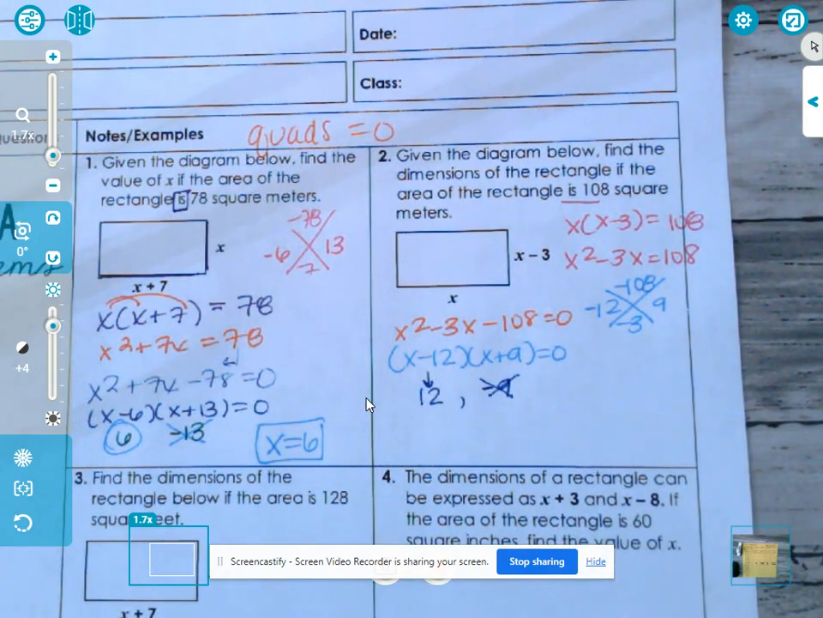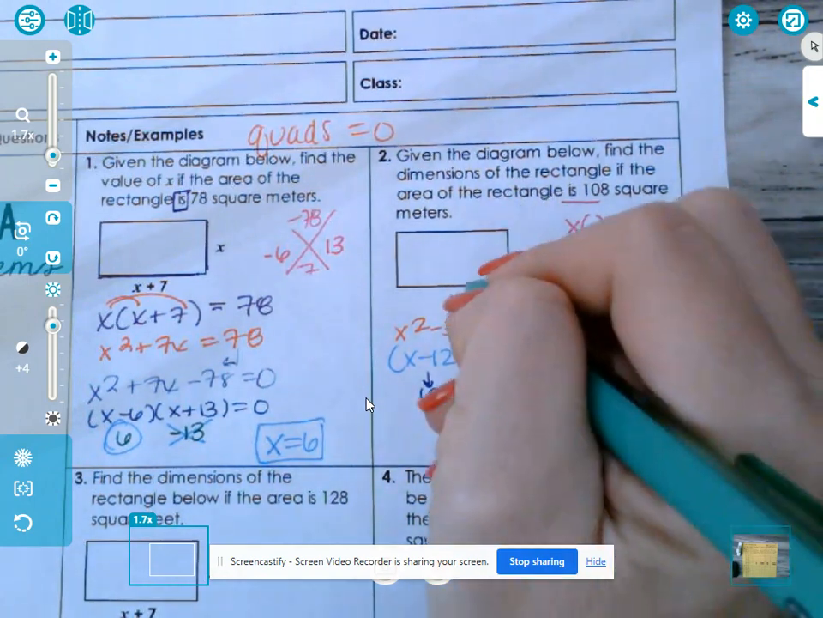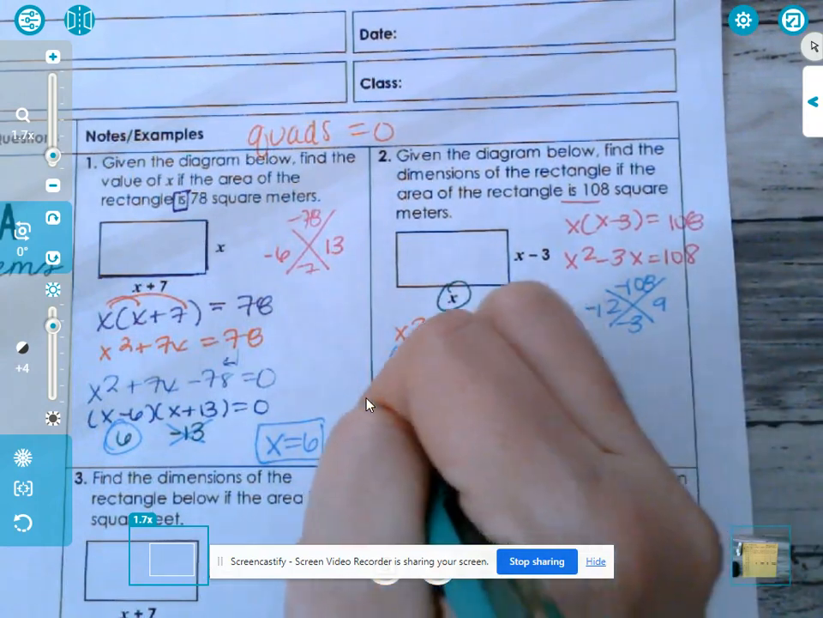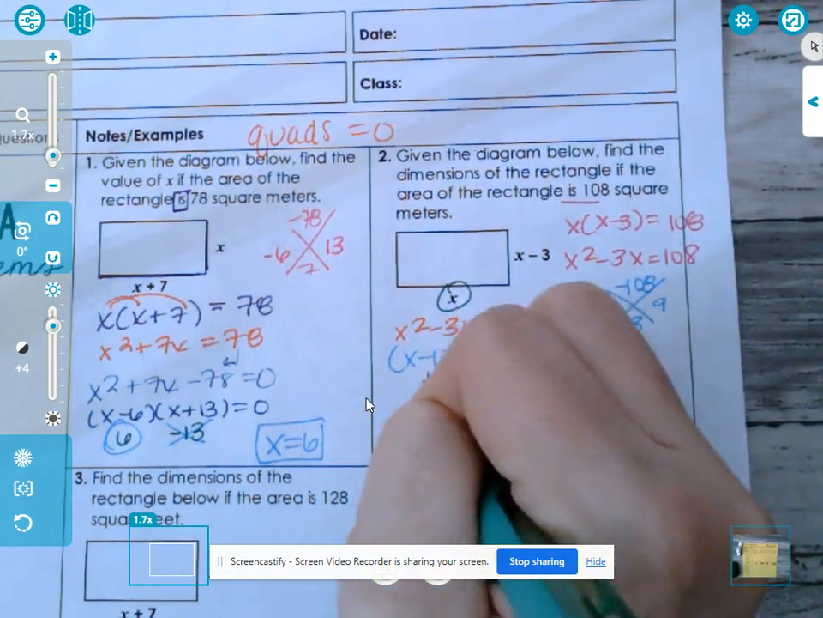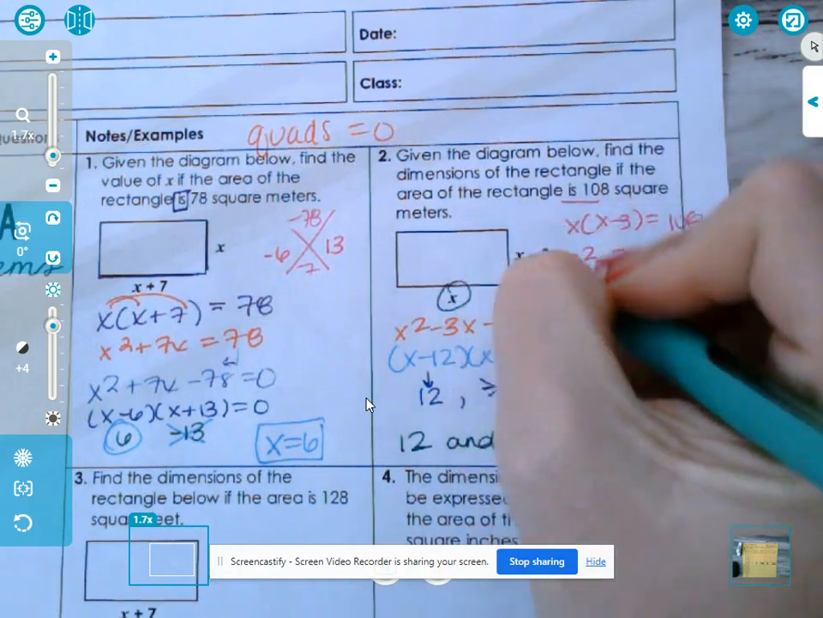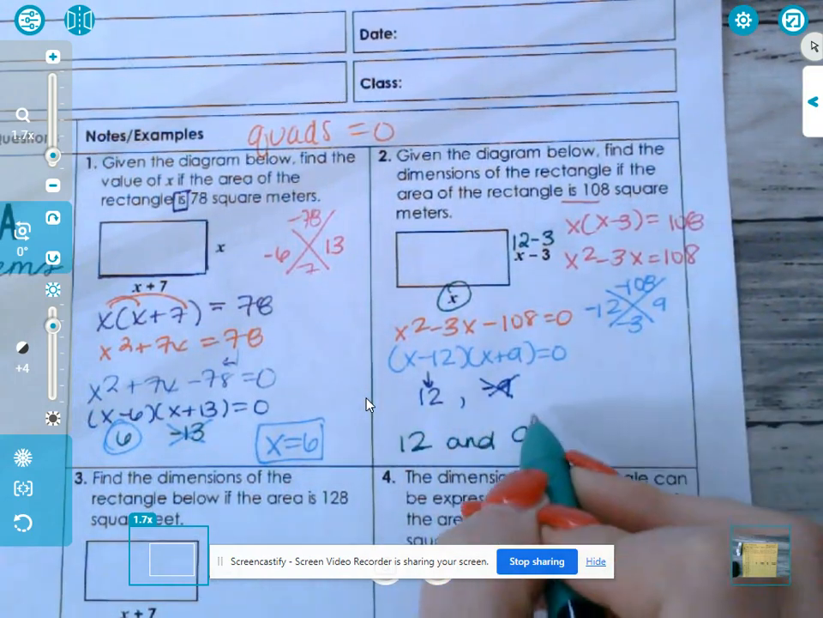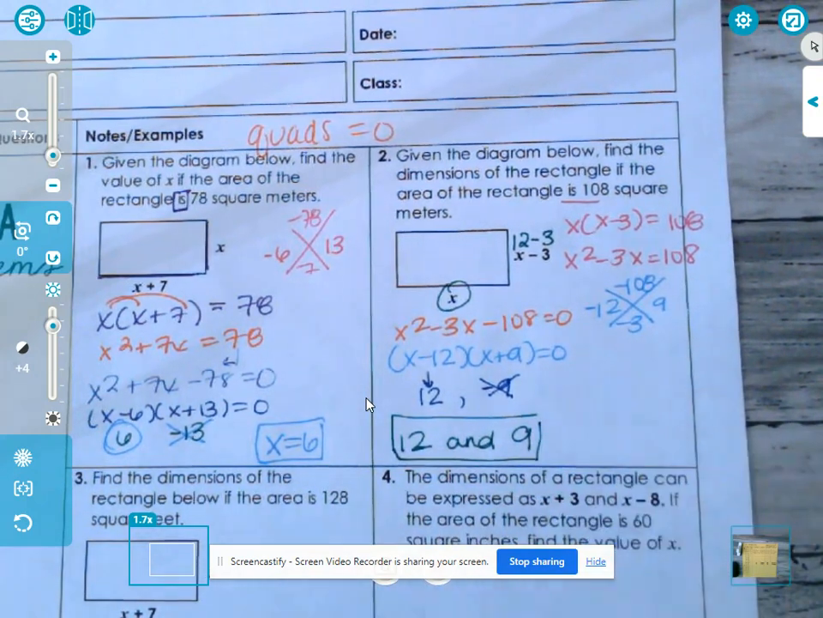Throw out the negative because again, what's length? And they wanted to know the actual dimensions. So x is one of our dimensions. It's right here. So what I call our length, x, is going to be 12. And then for the other one, you're going to have to plug in the 12, and 12 minus 3 gives me 9. So my dimensions are 12 and 9.